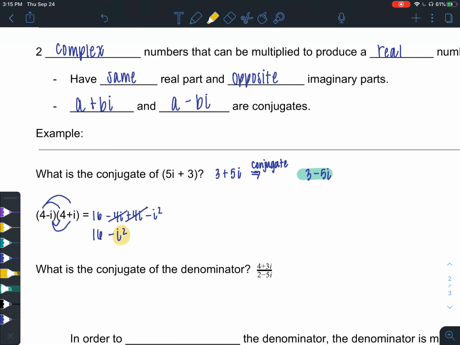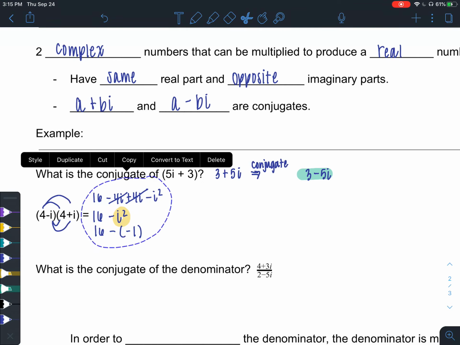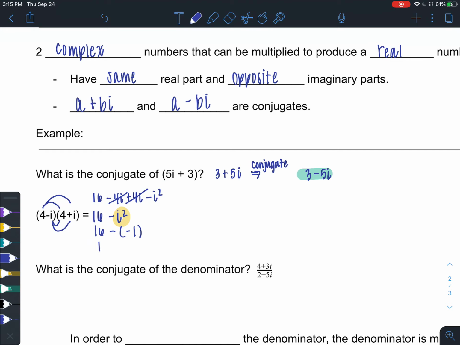i squared is equal to negative 1, so I have 16 minus negative 1, which is equal to, I'm running out of room, equal to 17. So 17 is the answer to this very complex thing. So by multiplying by the conjugate, we get rid of the i's. So this is going to be important when we have denominators, because we can't have complex numbers in the denominators. It's a no-no in math.